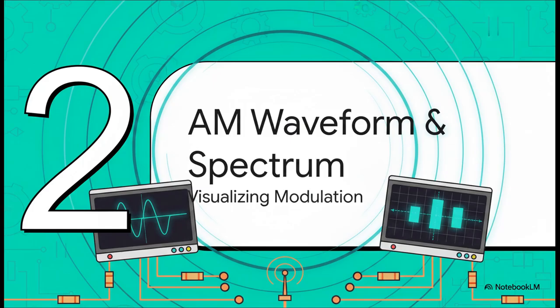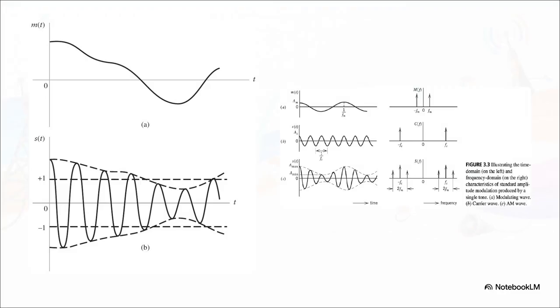Moving on to Section 2, the AM waveform and spectrum. Let's actually visualize this modulation. It's one thing to talk about loading a signal onto a carrier, right? But let's look at it as if we had it hooked up to an oscilloscope. Notice the stark visual contrast here. You've got your baseband signal, that's m of t, which is this slow rolling wave. That's your voice. Now compare that to the final modulated wave, s of t.